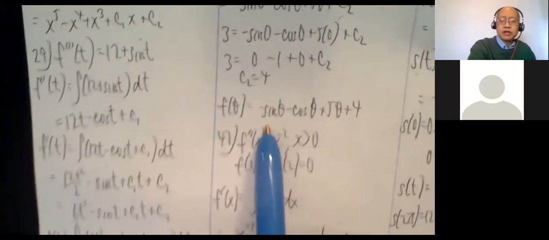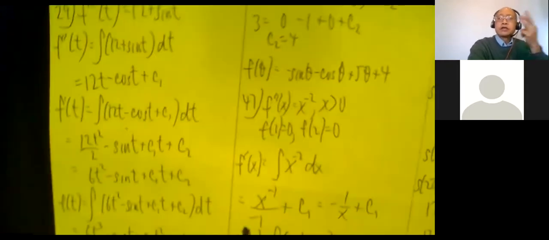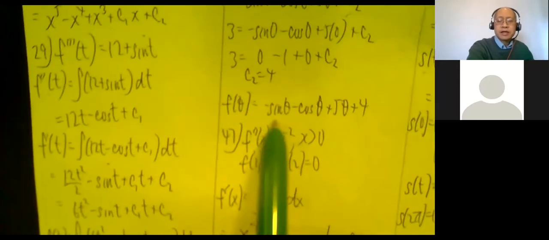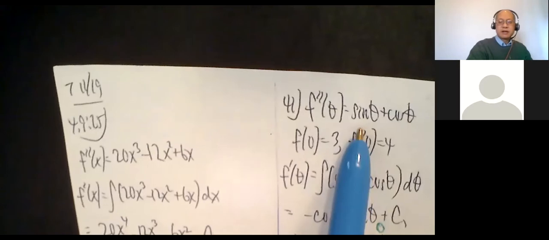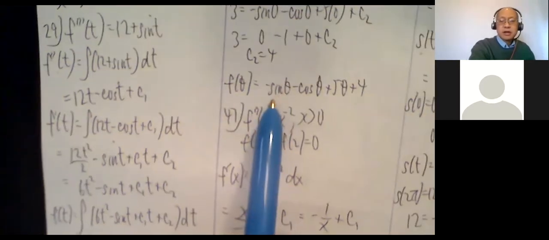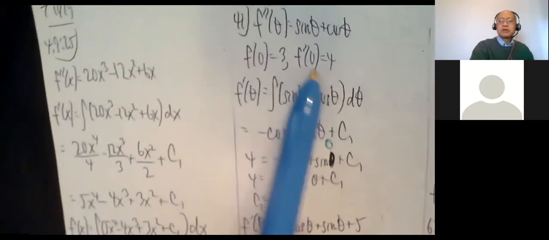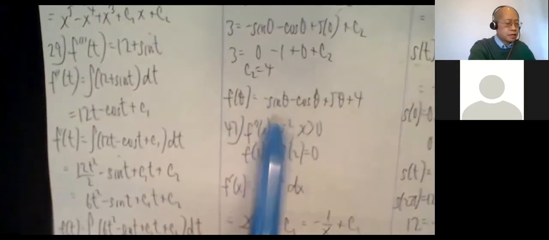There's only one function which satisfies 3 requirements. The 3 requirements being second derivative is that. Plug in 0, you get 3. Plug in 0 to the first derivative, and we already checked that, right? When I got to the first derivative level, when I plug in 0, I'm supposed to get 4. Okay, so all of that comes into play.